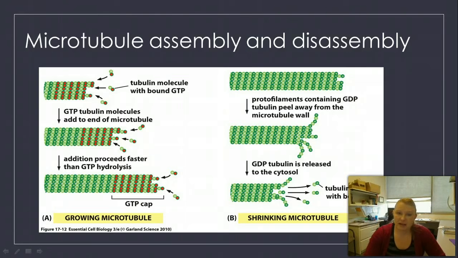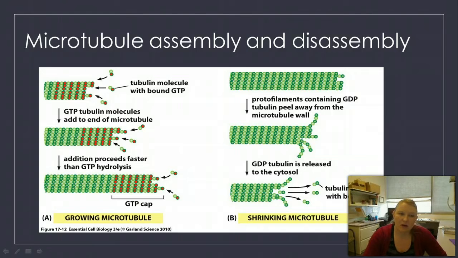But if we want it to then disassemble, and this can happen through either the disassembly process or a process known as dynamic instability, which allows it to be taken apart really quickly. And what this is, it's when the protofilaments, remember those long chains of alpha and beta, containing that GDP that's now been hydrolyzed, start to peel away from the microtubule wall, and it falls apart. And these tubulin molecules contain that GDP now, and they go off and they're either rebuilt into another microtubule or they hang out waiting until it's needed again. And that's how this happens.